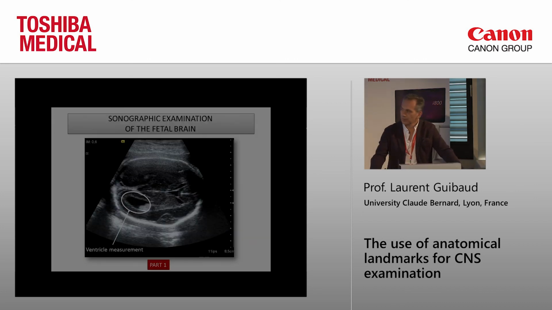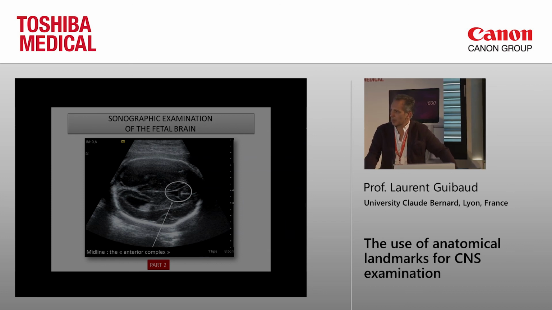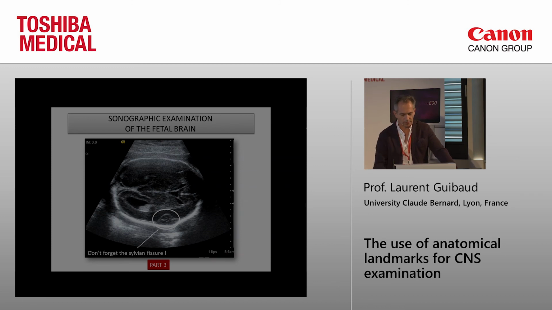So for sure, we'll speak about the ventricle and how to measure the ventricle. We'll go to the midline and see the cavum septum pellucidum. But more than that, we'll see the anterior complex. And we'll finish with the Sylvian fissure before a short live scan.